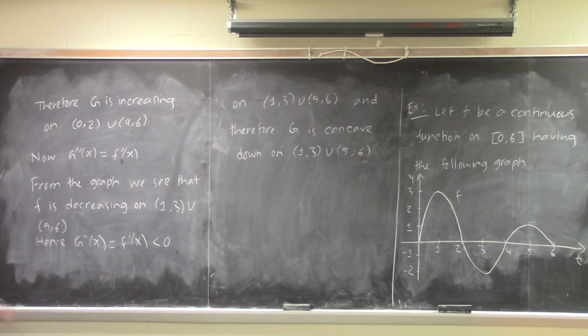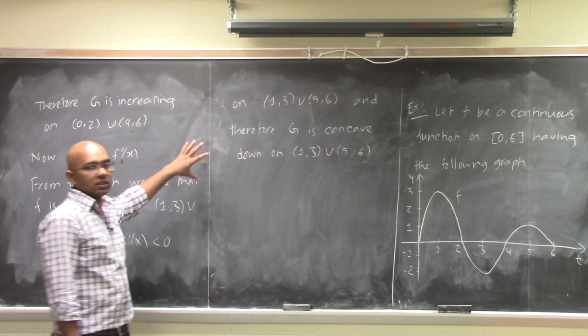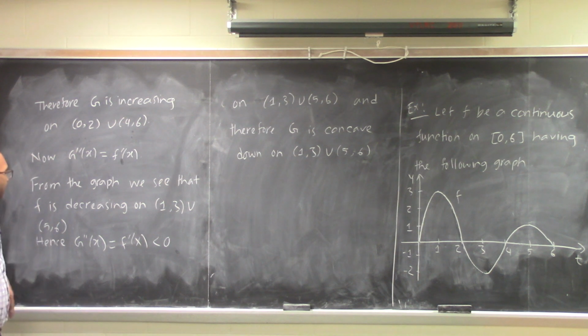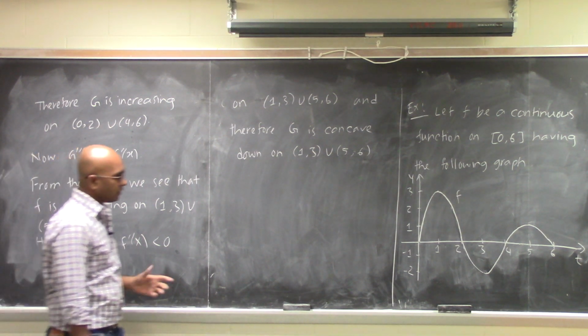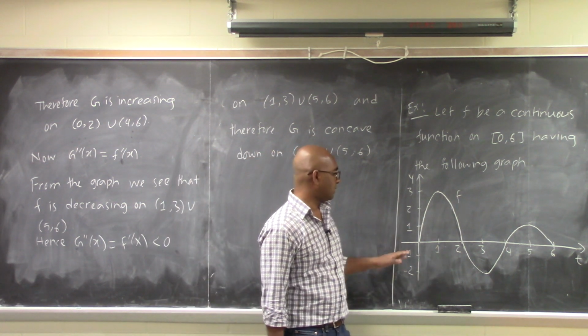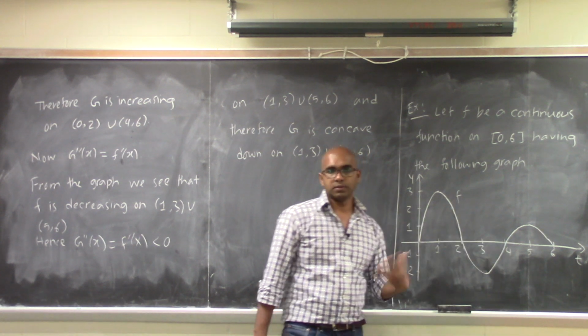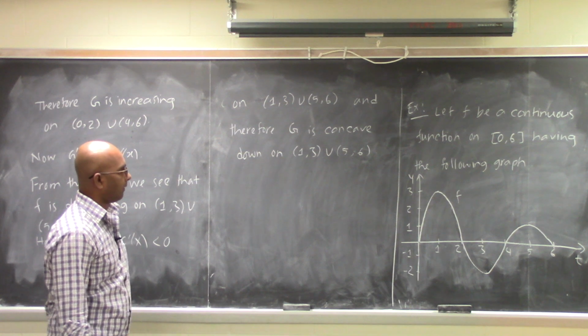And notice once again this question can be extended to ask on which intervals is capital G concave up. So capital G is concave up if capital G double prime, which is f prime, is positive. That means f is increasing. Now from this graph we can see f is increasing on 0 to 1 and then 3 to 5. So capital G is concave up on 0 to 1 and 3 to 5.